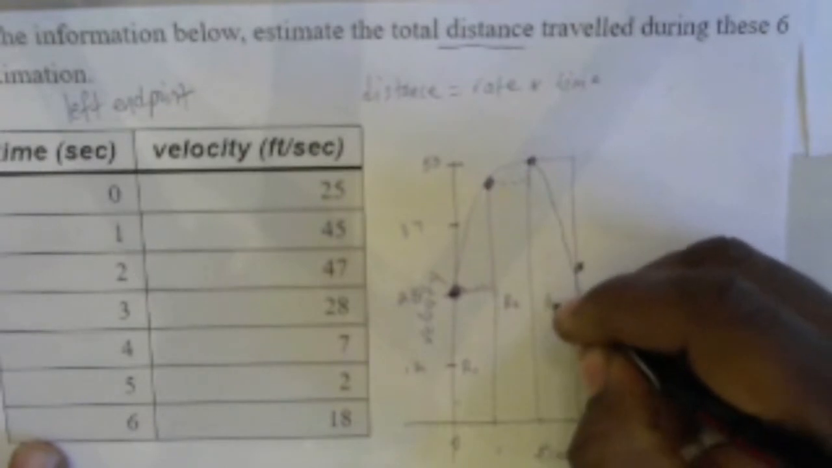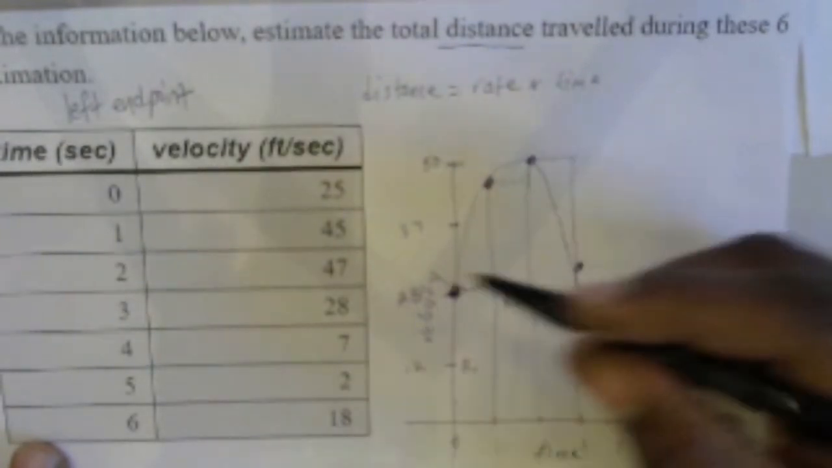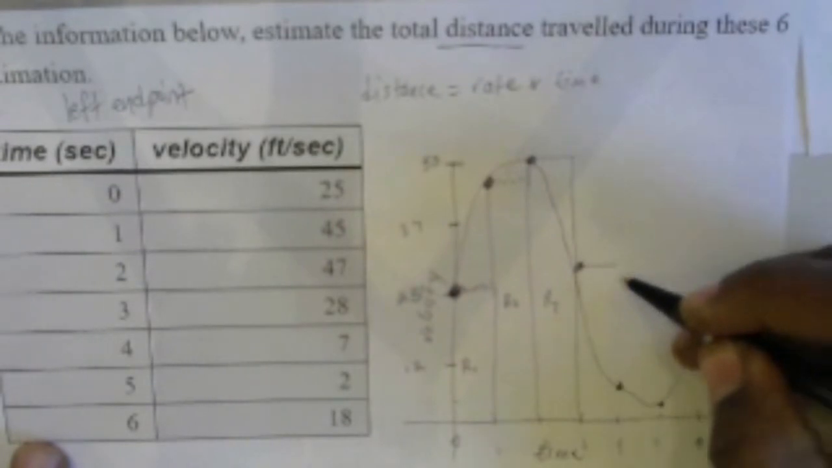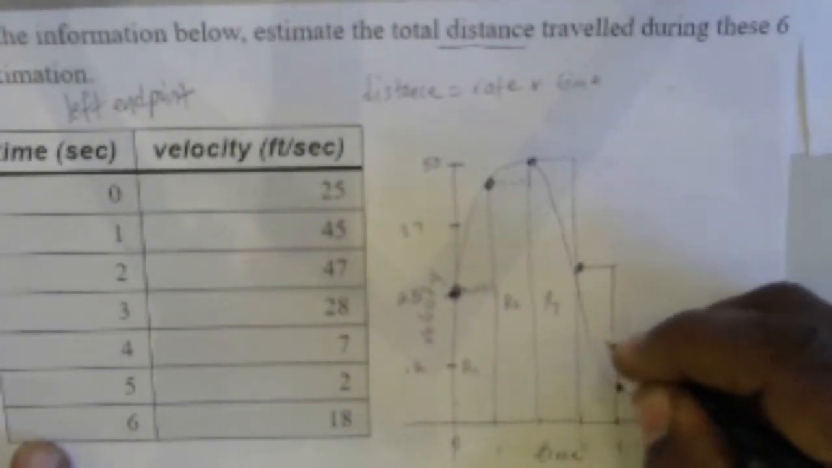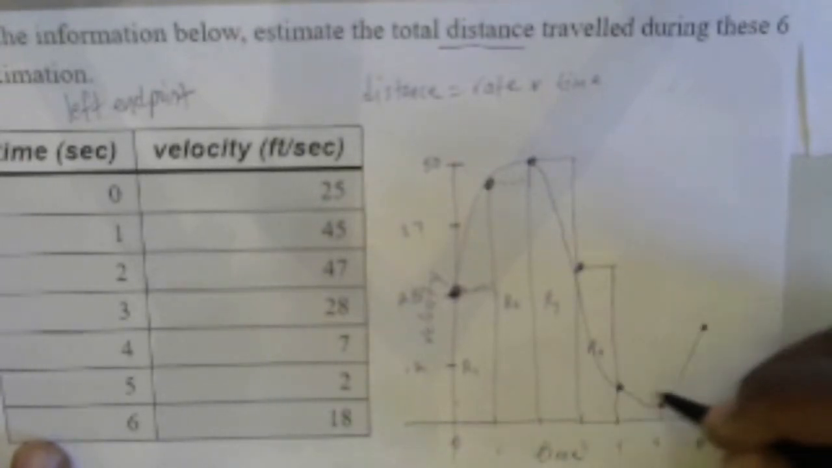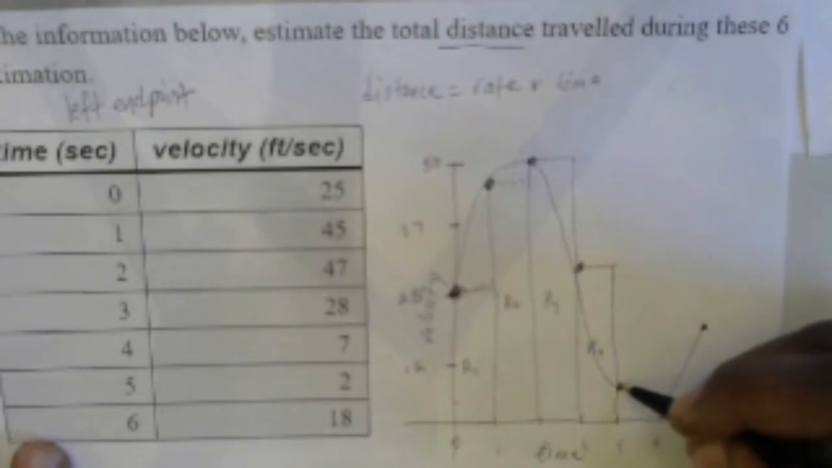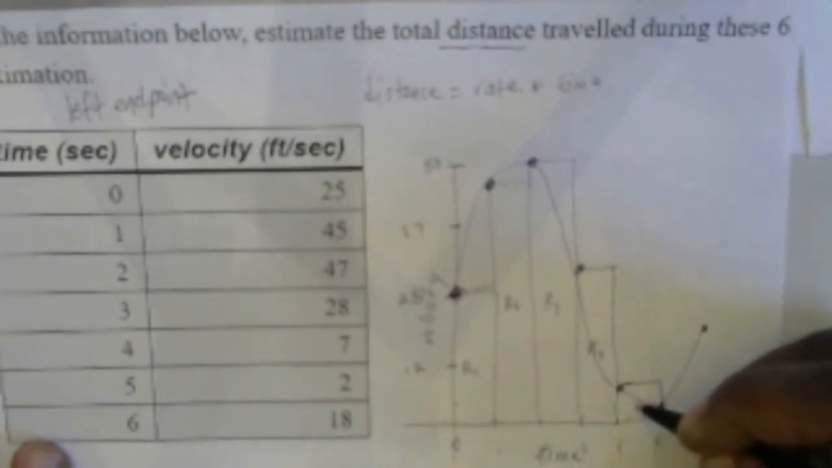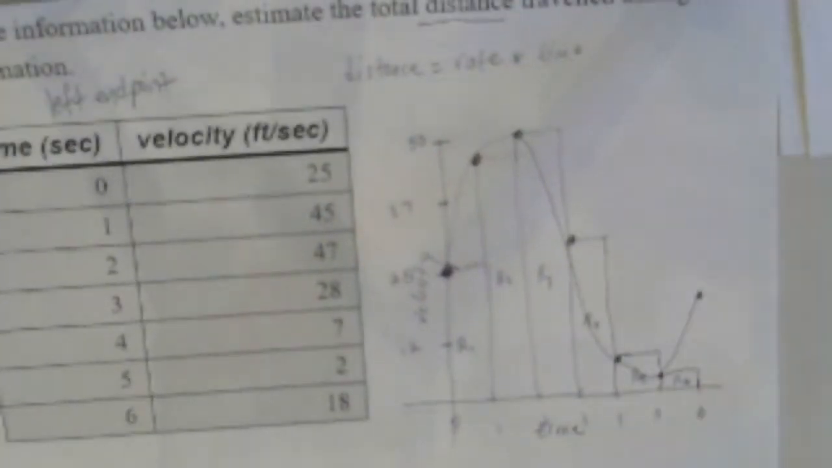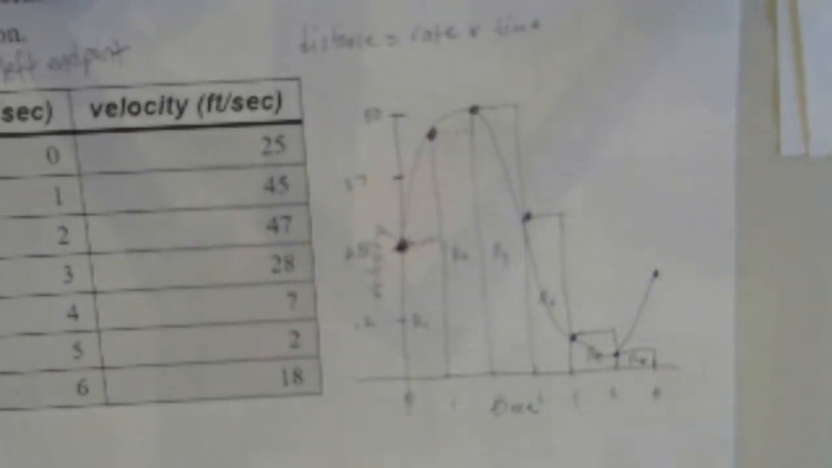So notice in this problem, we're not really using an upper sum or a lower sum. We're using the left endpoint. I'm going to just sketch the rest of these things out. This is R5 and then R6. All right, so I'm sketching out my rectangles.